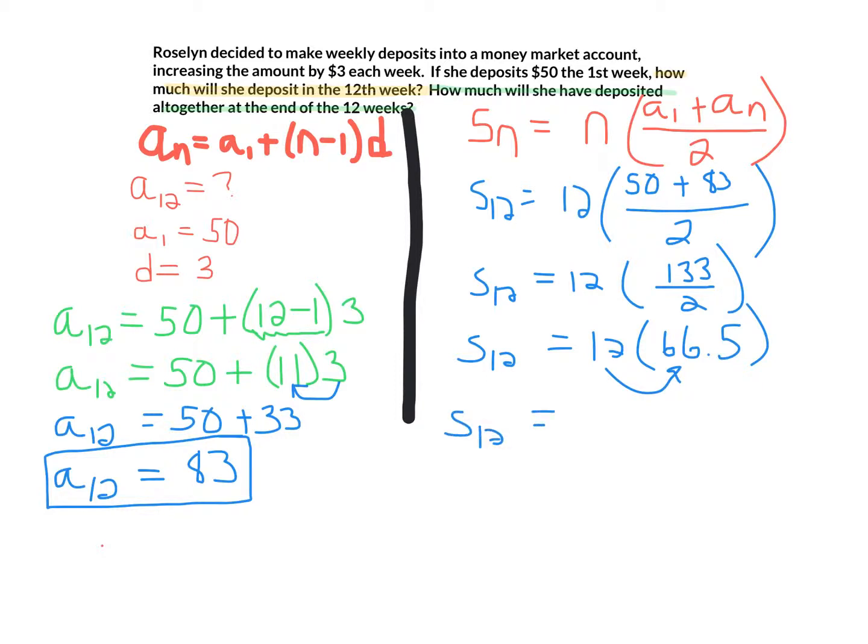So, after 12 weeks, depositing, starting with 50 bucks, 12 weeks later, adding $3 each additional week that you're putting in, she has saved a total of $798. That's pretty good. So, there's that one. So there's question 1.